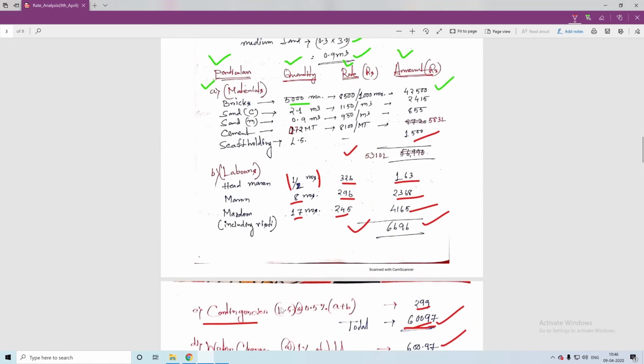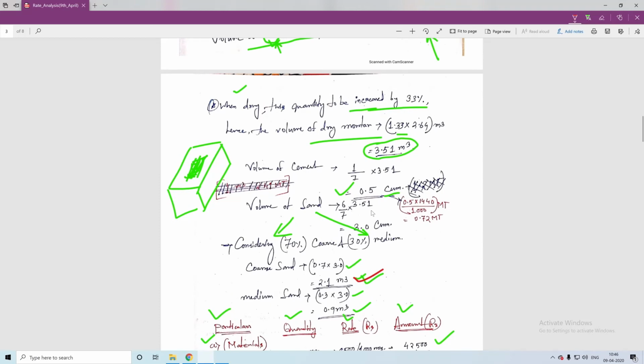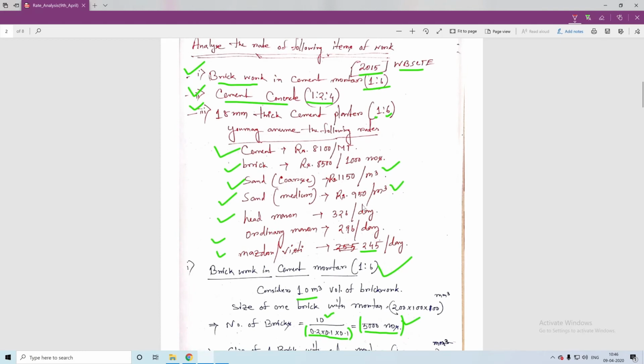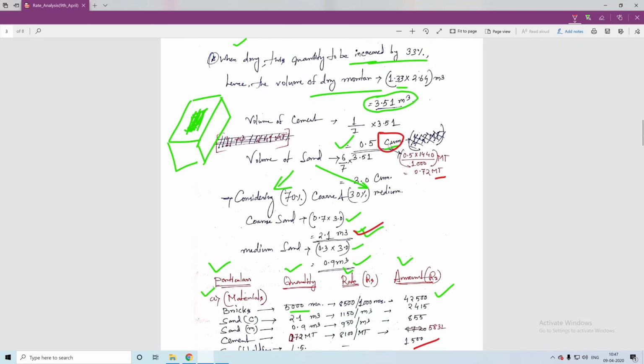Okay, one thing I forgot to mention here. Look, the cement I get is 0.5 cubic meter, right? But the rate given here is in metric ton, 8100 per metric ton, and I get cubic meter here, right? So I need to convert this cubic meter to metric ton. How? Very simple. Look, this is the volume. So I know the unit weight of cement, that means the density of cement. What is the unit weight of cement? That is 1440 kg per meter cube.